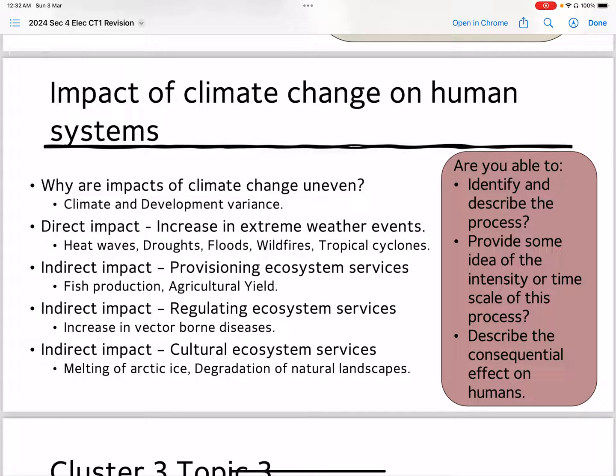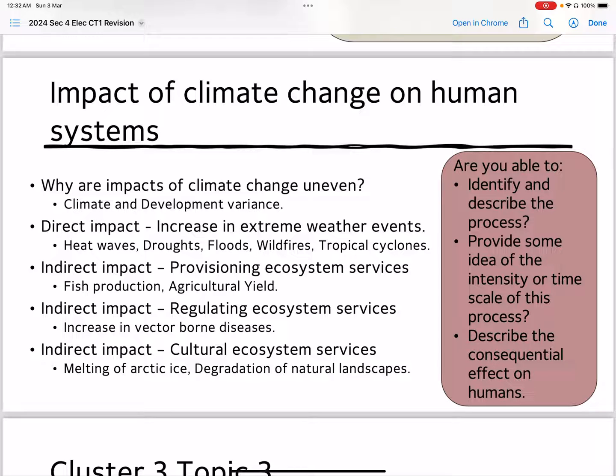Finally, for this cluster, climate topic 2 itself, on human systems, what are we looking at? How impacts of climate change can be different? What are the resultant differences because of climatic situations and because of development situations in the area we're studying? So you have to be able to explain why, because of a certain particular climate that this area is experiencing, the impact of climate change may not be that severe for them.